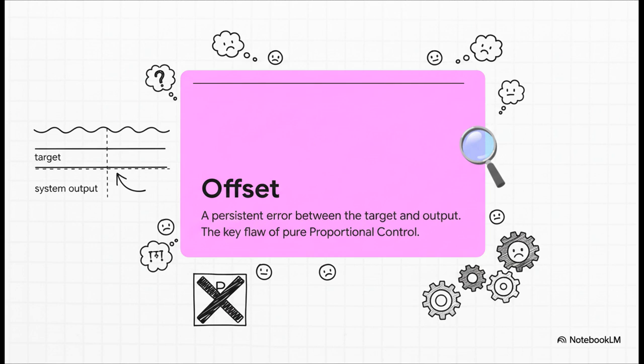I mean, think about it for a second. For the controller to keep applying a correction, there has to be an error, right? If the error ever actually hit zero, the controller's output would also go to zero, and the system would just immediately start to fall behind again.